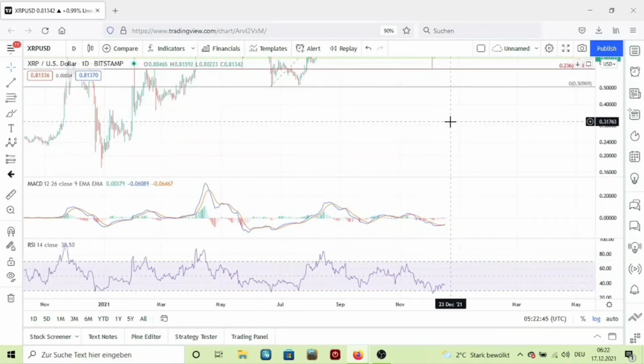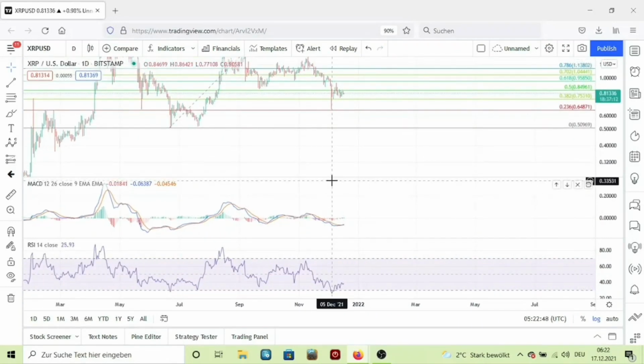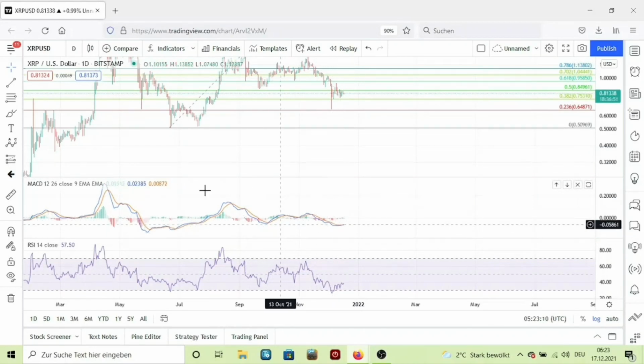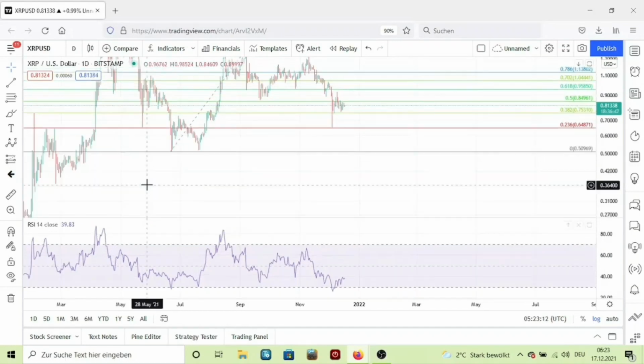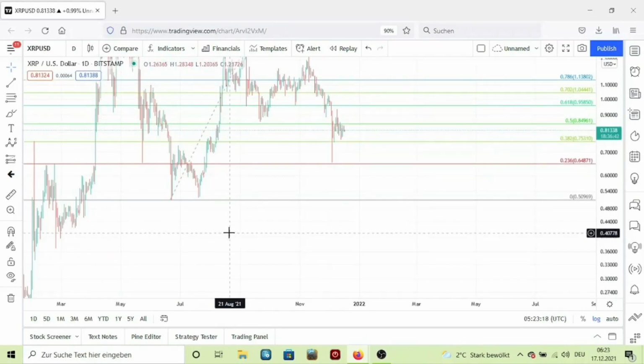So let's check what we had here now. We were at 25. That is very low for RSI on a daily. So right now we are at 38 again. Also here on the MACD we crossed bullish again. Okay, so the 3 indicators we just checked all scream for a bullish continuation from me.